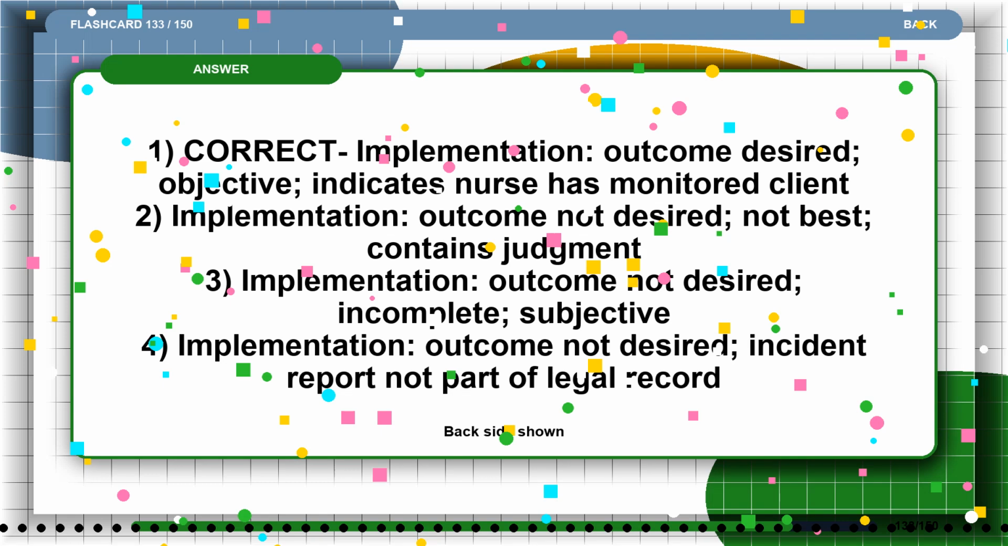The answer is 1. Correct implementation. Outcome desired. Objective. Indicates nurse has monitored client. 2. Implementation. Outcome not desired, not best. Contains judgment. 3. Implementation. Outcome not desired, incomplete. Subjective. 4. Implementation. Outcome not desired. Incident report not part of legal record.